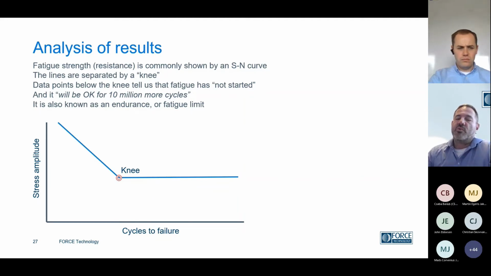Now, not all materials have that. This is just a theoretical case, and it's simplified to show that the fatigue behavior is not linear. It does change. And that for some material, for some stresses, for some loads, we're going to get less damage compared to others.